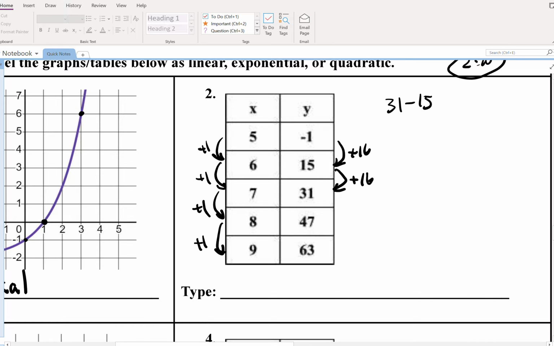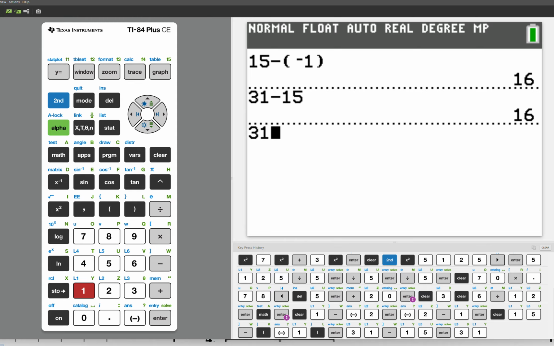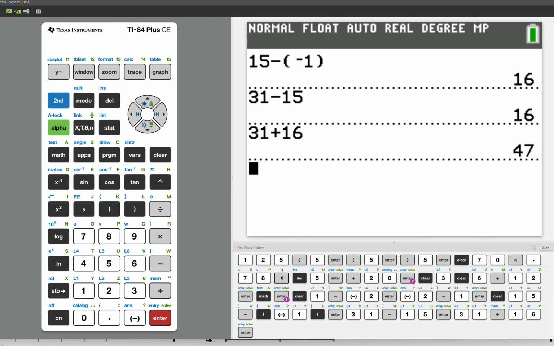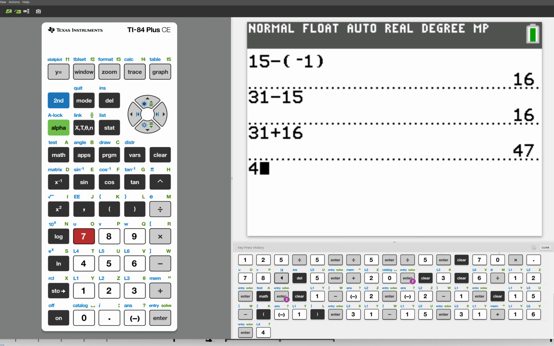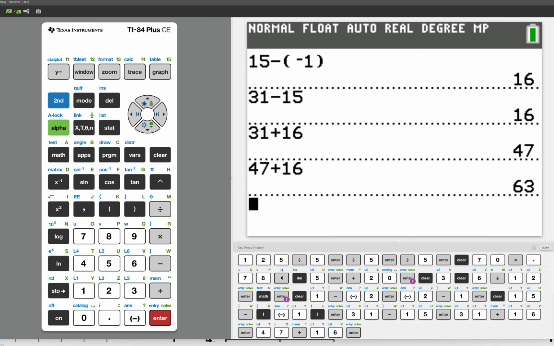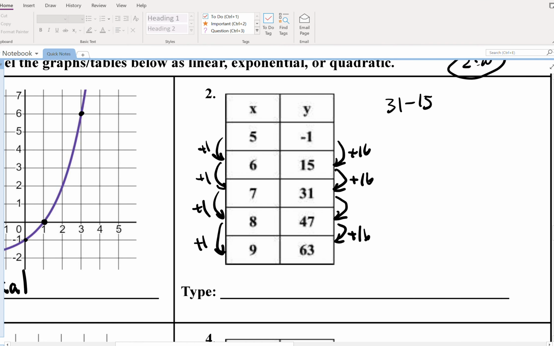If I take 31 plus 16, is that going to give me 47? Sure. 31 plus 16 would give me the 47. And 47 plus 16, is that going to give me the 63? Yeah, that would give me 63. So that is the pattern.